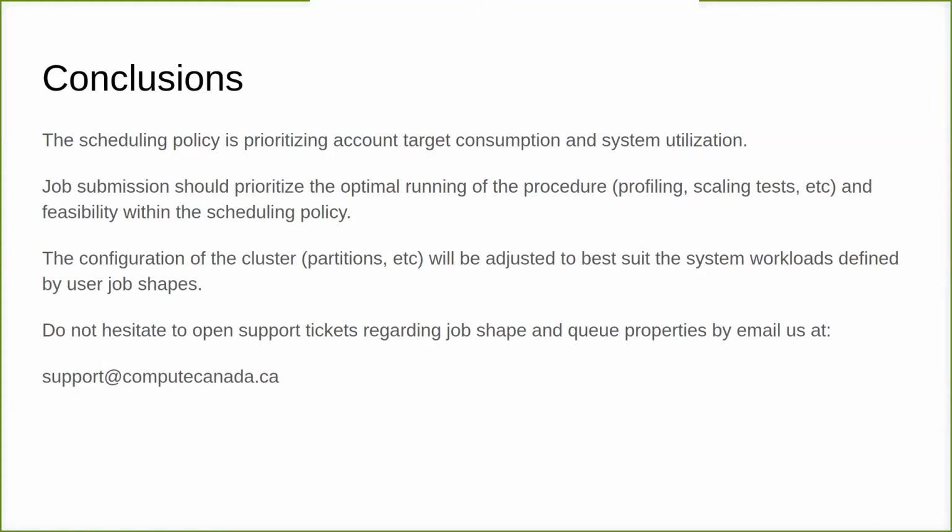So in conclusion, the scheduling policy is prioritizing account targets, consumption, and system utilization. Job submissions should always prioritize the optimal running of the procedure. So doing profiling and understanding what's being used inside of your jobs, and then being able to summarize and visualize the population of your jobs is an important part of this. But also submit jobs based on feasibility within the scheduling policy. Trying to pile massive amounts of memory into a job when you could be doing it with less memory better fits the way that the system is able to schedule jobs.